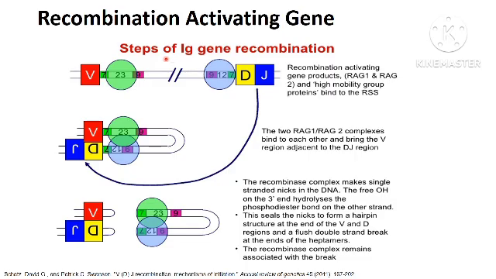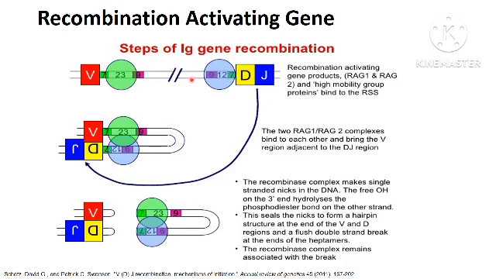Now let's talk about recombination activation genes. These are called RAG1 and RAG2. With the help of high mobility group proteins like HMG1 and HMG2, they help in the recombination process. So RAGs can recognize the RSS sequence. So we know that the RSS sequence is here. This RSS sequence is here. These RAGs go and bind to RSS. They act as a molecular scissor.